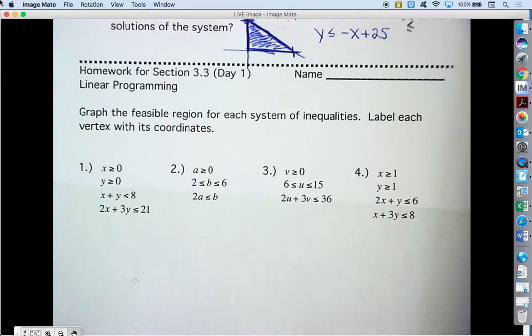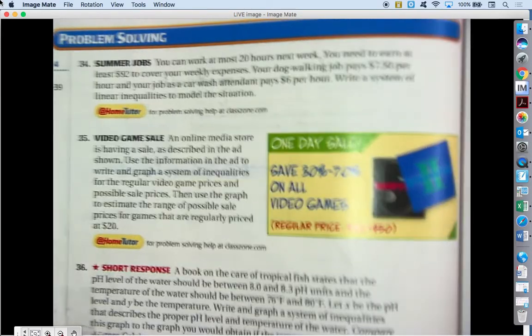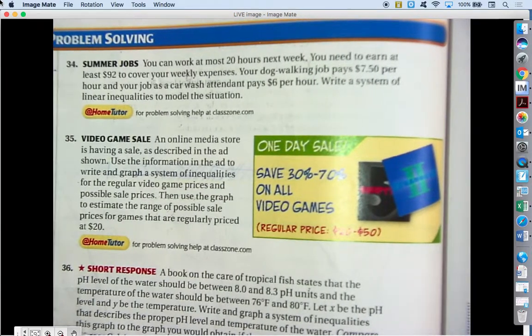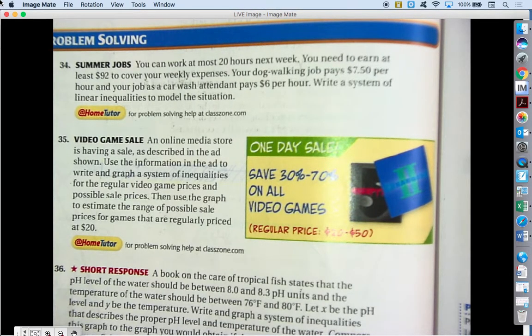34 was the word problem. Word problems obviously aren't going away. Tomorrow we'll be looking at a little more involved word problems. Today we're going to do like the intro to those problems. So you can work at most 20 hours next week. So you know that 20 hours next week, you got a pretty full schedule, and that's the most amount that you can work, no more than that.